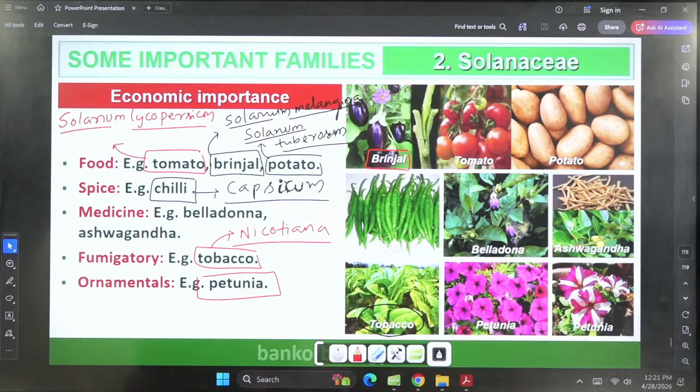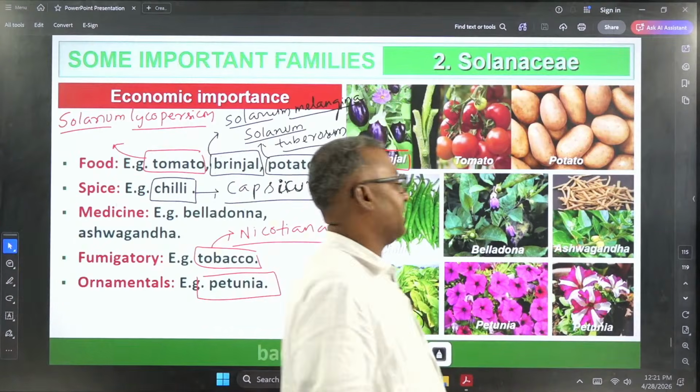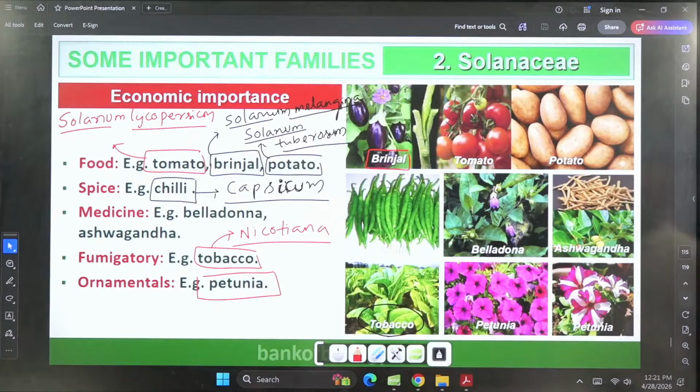So this is what you can see, the important plants of Solanaceae. Now, if you want to take the screenshot, you can take it. Then I'll switch to the next family and their important plants. Do it first.